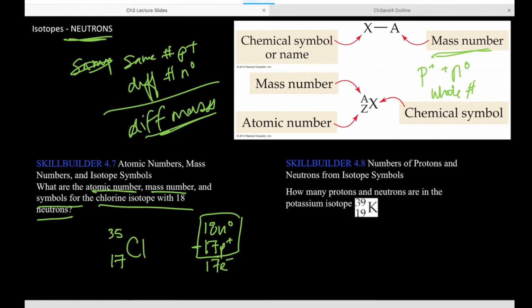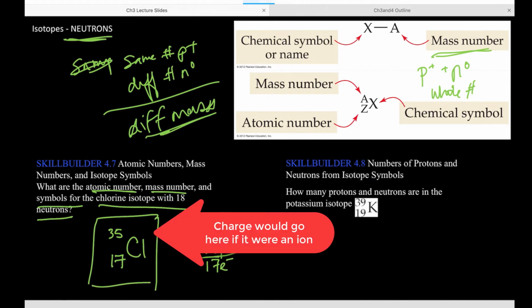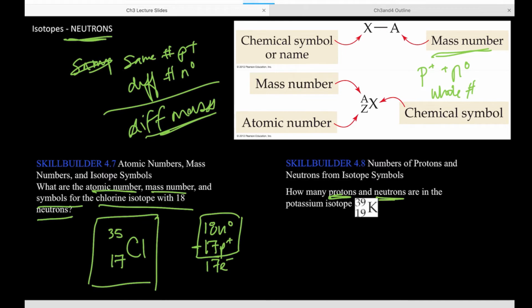35, right? And then that's it, and we will have written the symbol for chlorine. Yes? Okay. Next up, how many protons and neutrons are in this isotope of potassium, right?